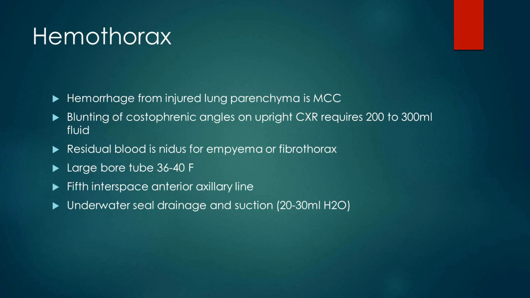Hemothorax: again, hemorrhage from an injured lung parenchyma is the most common cause. You'll see blunting of the costophrenic angles on an upright chest x-ray, but only after they've had 200 to 300 mLs of fluid in there. Any residual blood in the chest cavity is a nidus for empyema or fibrothorax. Again, the book says you should use a large bore tube. Most of the thoracic surgeons and trauma surgeons are now going slightly smaller, more like a 32 French instead of a 40 French, just for patient comfort, and it doesn't worsen any outcomes.